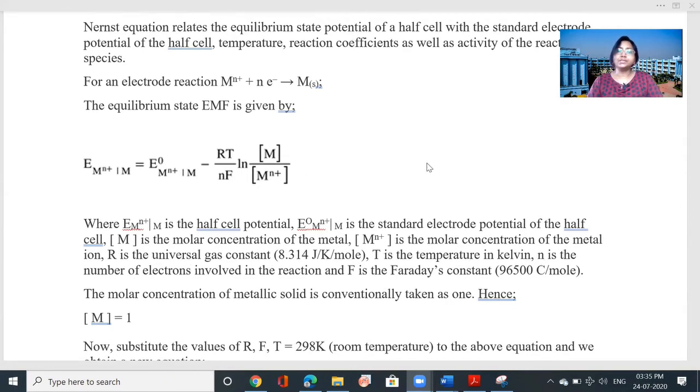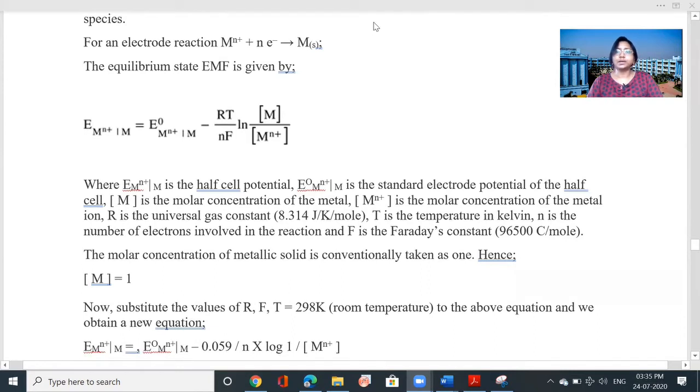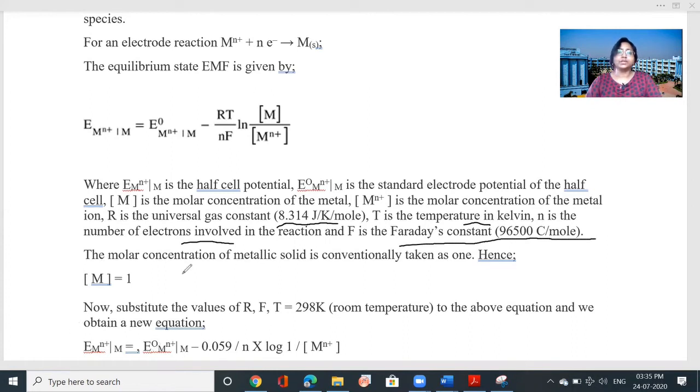R is the universal gas constant. Its value is 8.314 joule per mole per degree Kelvin. T is the temperature in Kelvin. n is the number of electrons involved in the reaction, and F is Faraday's constant, that is 96500 coulomb per mole. The molar concentration of a metallic solid is conventionally taken as 1. Hence, M will be equal to 1.